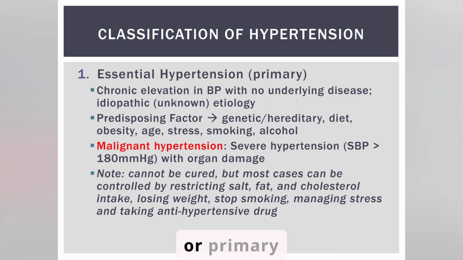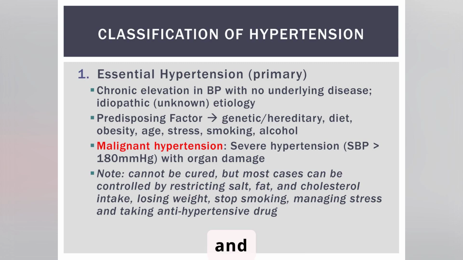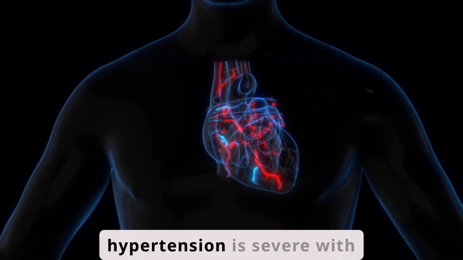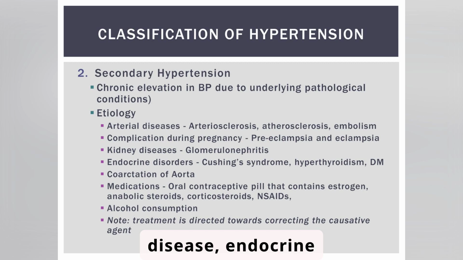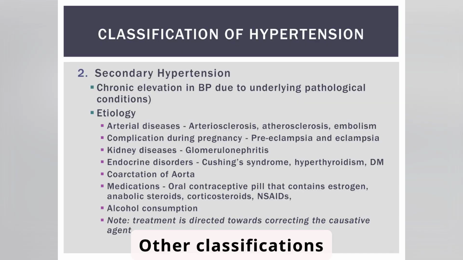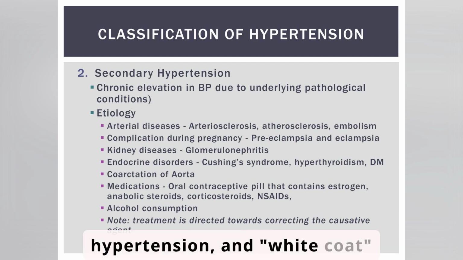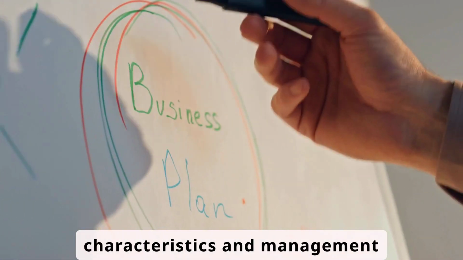Essential hypertension or primary hypertension has no identifiable cause and is influenced by factors like genetics, diet, and lifestyle. Malignant hypertension is severe with organ damage. Secondary hypertension arises from underlying conditions such as kidney disease, endocrine disorders, or certain medications. Treatment focuses on correcting the causative agent. Other classifications include isolated systolic hypertension, resistant hypertension, and white coat hypertension, each with distinct characteristics and management considerations.